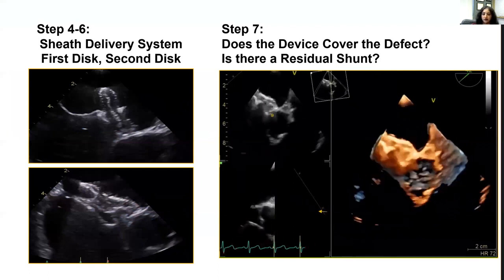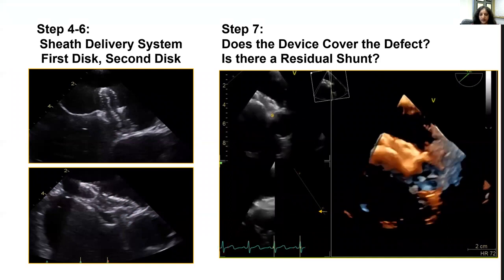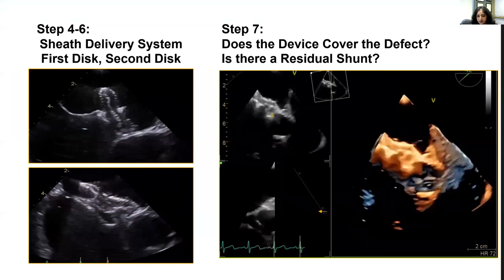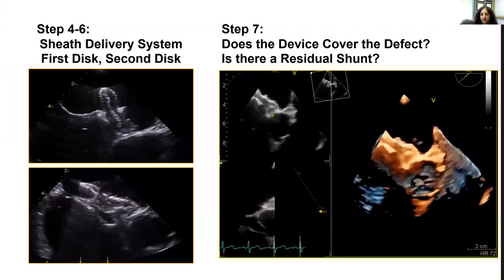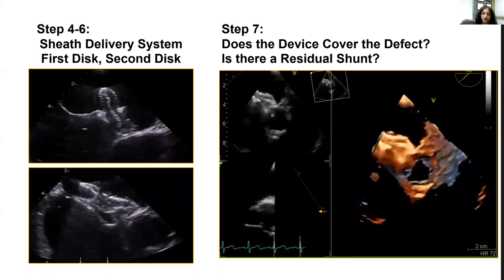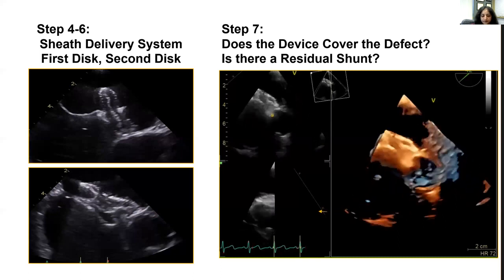And our main questions are, does the device cover the defect, and is there a residual shunt? And you see here on both 2D and 3D that the device does indeed cover the defect. I like how the proximal part of the device looks on the aorta. It is not into the aorta, it's actually kind of flaring away from it and looks very stable.